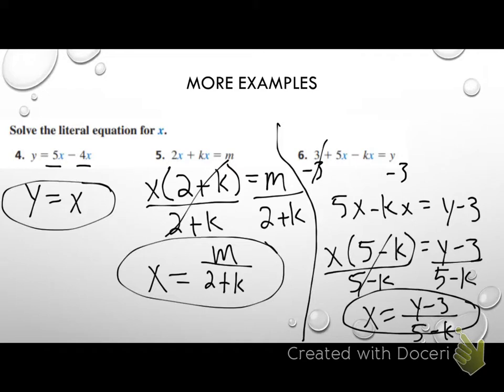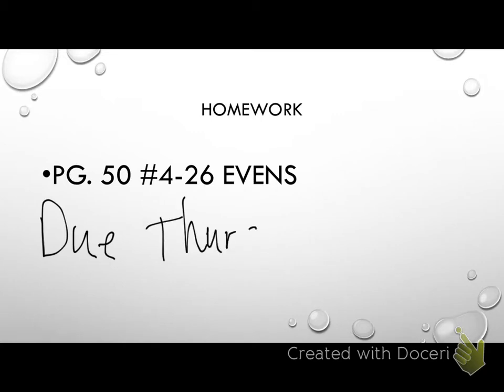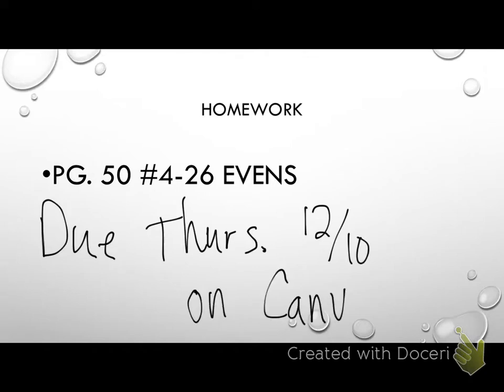Everyone good? Any questions before I give you the homework? Here's our homework. Page 50, numbers 4 through 26 evens. This will be due, let's say, Thursday, December 10th on Canvas. Everyone got this written down? Page 50, numbers 4 through 26 evens. Due this coming Thursday on Canvas.